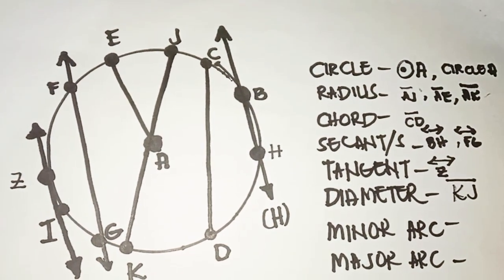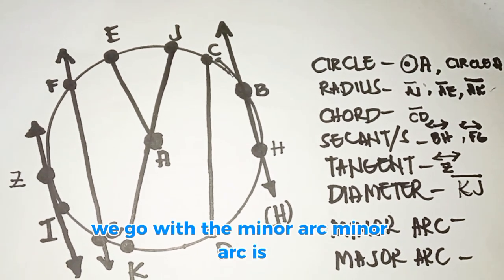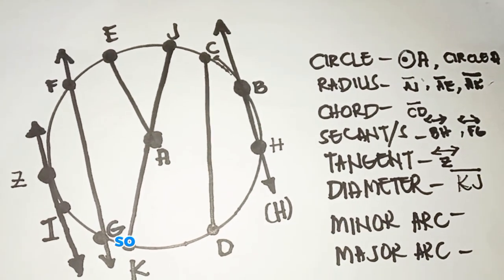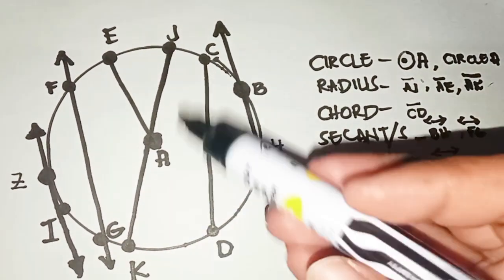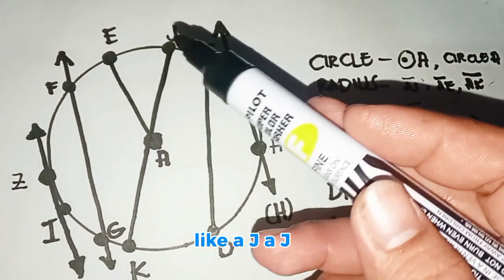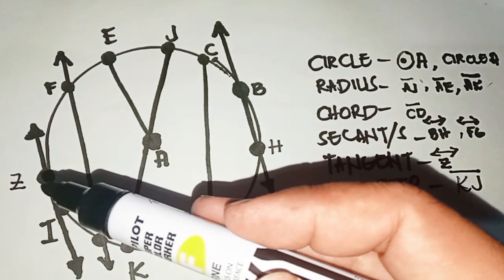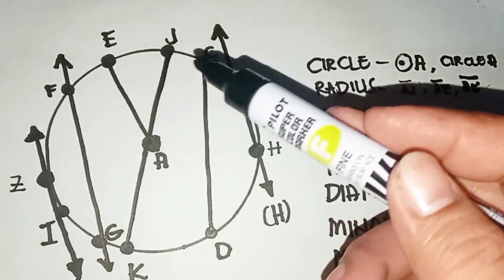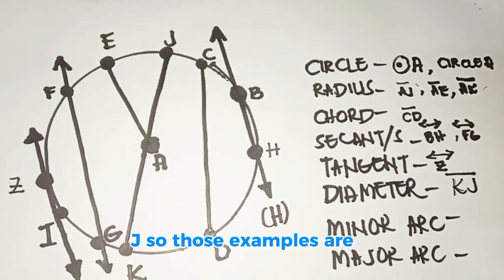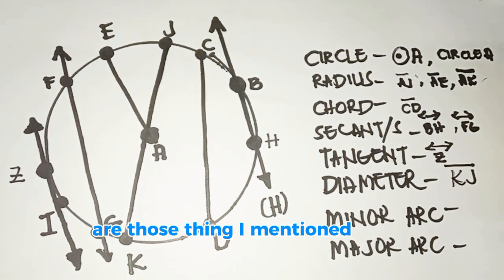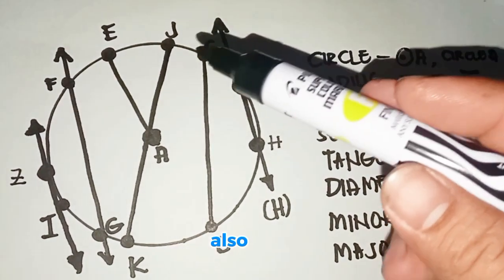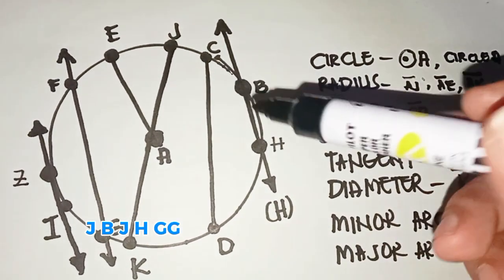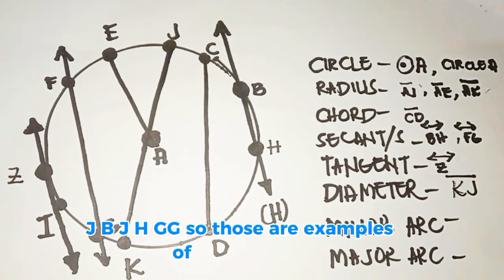Then we go with the minor arc. Minor arc is when the degree measure is less than 180 degrees. So the best examples here are arc AJ, FJ, ZJ, IJ, GJ. Those examples I mentioned are examples of minor arc. Also arc JC, JB, JH, JD. Those are examples of minor arc.